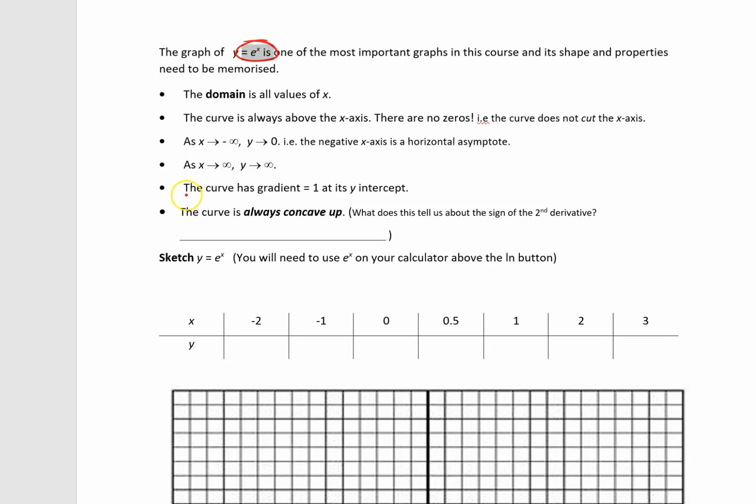The curve has gradient 1 at its y-intercept, so that is unique to this value, 2.718 and so on, to the x. The curve is always concave up. What does that tell you about the sign of the second derivative? Is the second derivative always positive? If it's always positive, then the curve is always concave up.